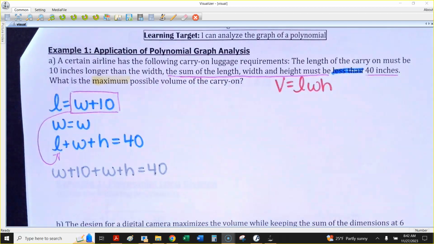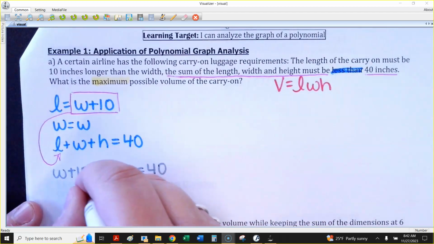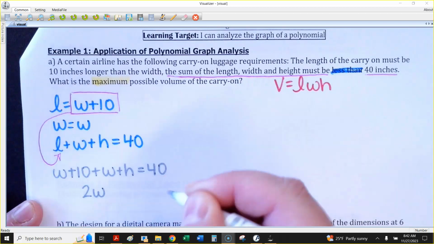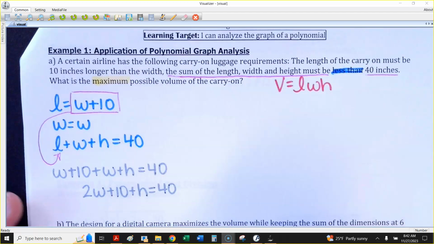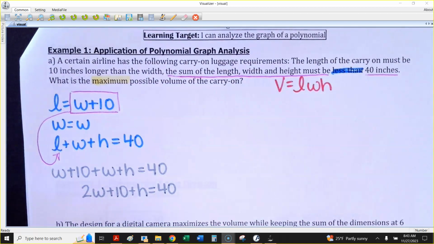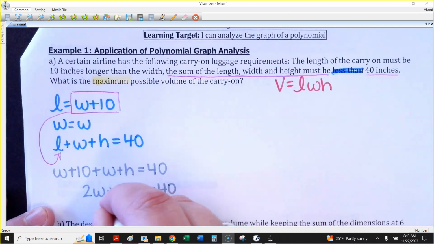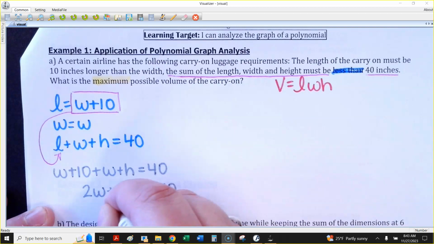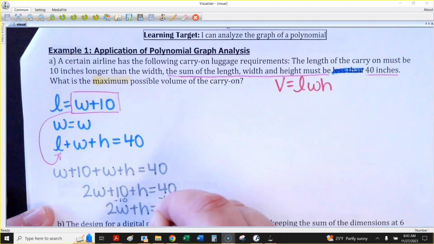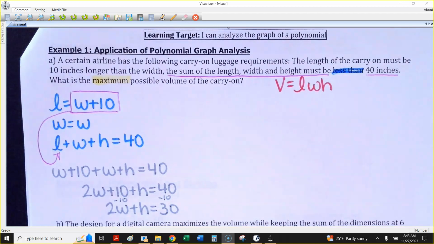And I'm just going to combine some like terms here real quick. So I'd have 2W plus 10 plus the height has to be equal to 40. And maybe I could simplify that just a teeny bit more and move the 10 to the other side. So I'm going to say 2 times the width plus the height, if I subtract that 10, has to be equal to 30. All right, now here's the goal. I want to try and write this volume information with just two variables, just volume and then one other variable, not all three of those, so we can make an equation out of this.